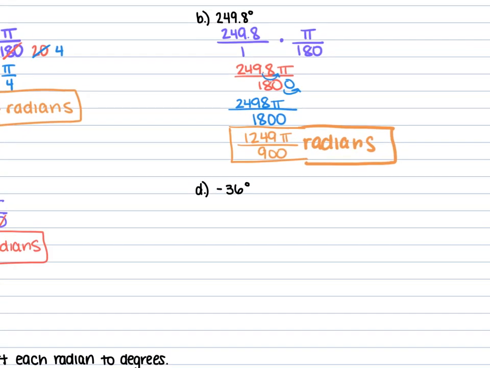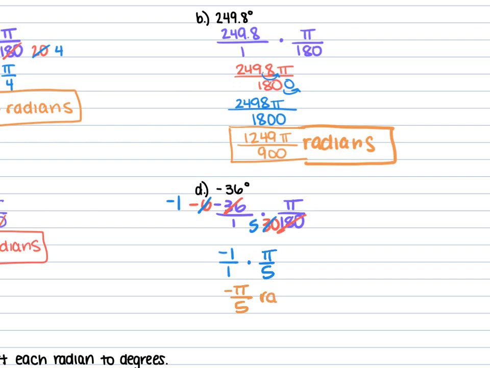Okay. So for D, we have negative 36 degrees. So we're going to turn the negative 36 into negative 36 over 1. Multiply it by pi over 180. That negative 36 and that 180 are both divisible by 6. The 36 is going to become negative 6. And then that 180 becomes 30. And then we can both divide these by 6 again. So this is going to be negative 1, and this is going to be 5. So it's just negative 1 over 1 times pi over 5, which gives us a final answer of negative pi over 5 radians.